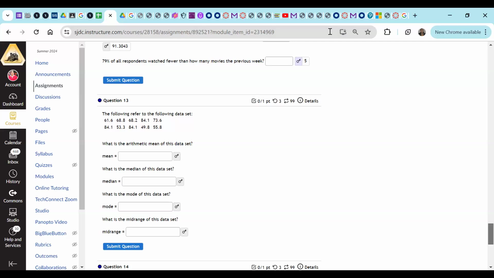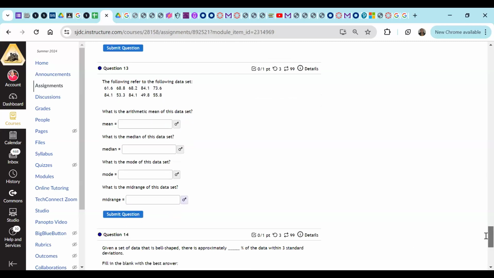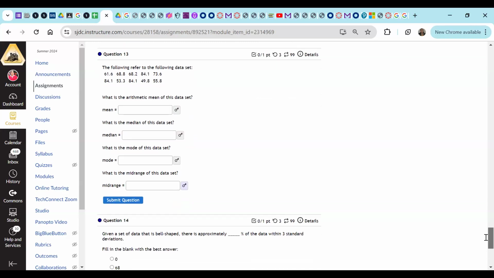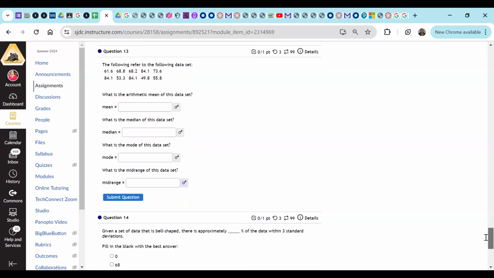Min plus max divided by 2, if you remember. That's the only formula that you need to know from here. Can you repeat that? You were cutting out. Oh, min plus max divided by 2. The smallest number plus the largest number divided by 2. The rest you know in this one, how to find mean, median, and mode, I believe.